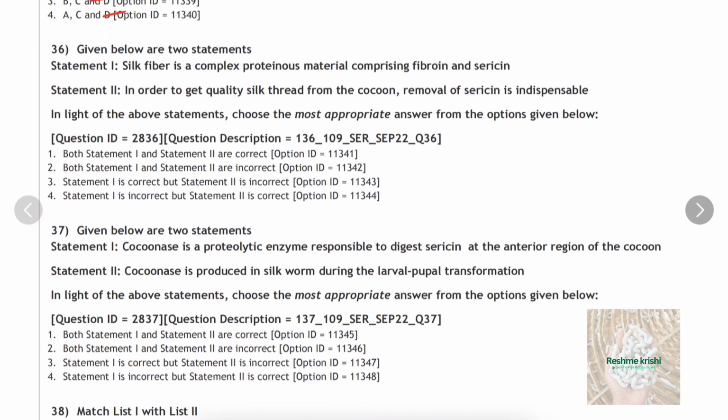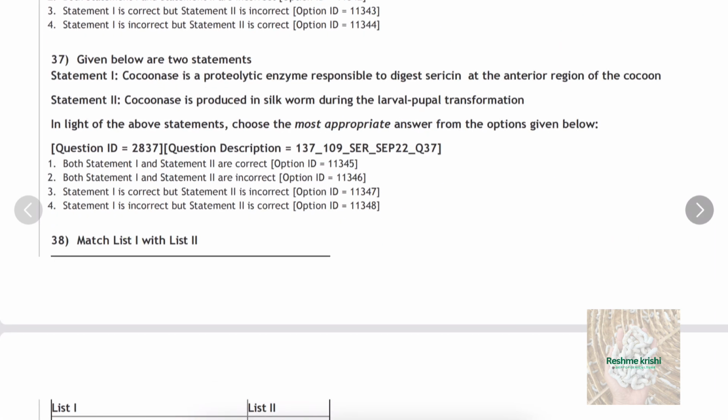Given below are two statements. Silk fiber is a complex proteinaceous material comprising of silkworm fibroin and sericin. In order to get quality silk thread from cocoon, removal of sericin is indispensable. Both the two statements are true. Right? This is just a simple statement-based question. It's true. Cocoonase is a proteolytic enzyme, alkaline in nature, responsible to digest sericin at the anterior region of the cocoon. This is true. Statement 1 is true.